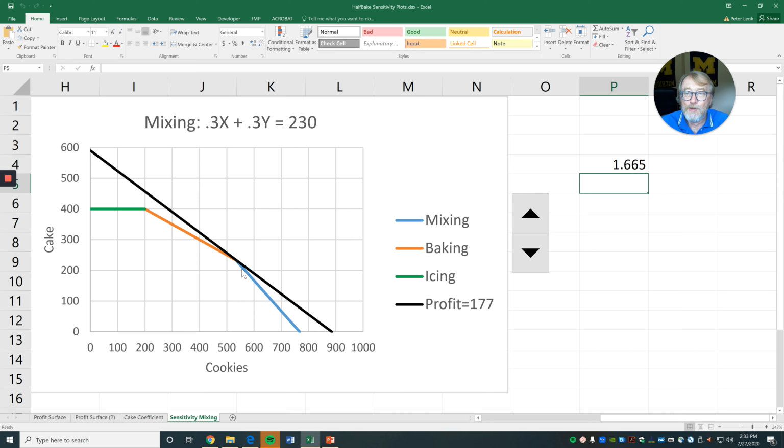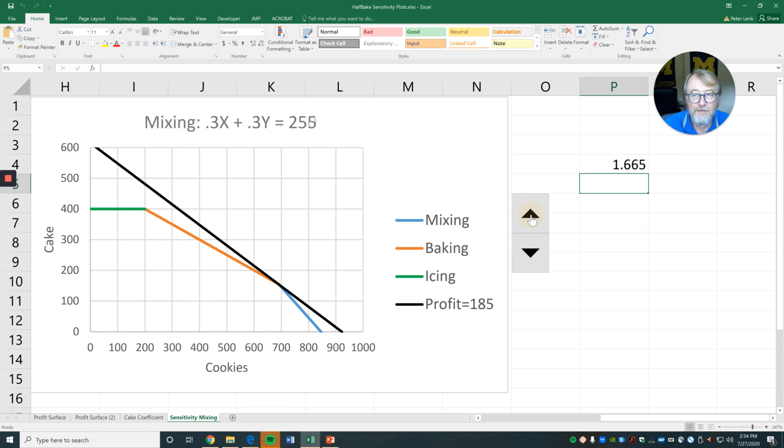Okay. What happens? Well, this mixing constraint gets pushed up. Okay. So I'm increasing my feasible region. Now my profit plane has the same kind of line, but because the mixing constraint is being pushed up, I get a bigger and bigger feasible region, so I can use a higher and higher iso-profit line. And so instead of making $170, now I'm making $177. And I can keep pushing that up, 235, 240, 245, 250, 255, 260, 265, 270, 275.